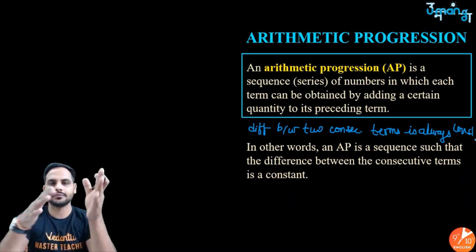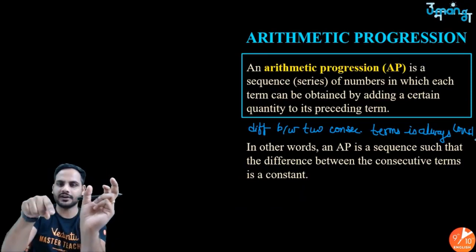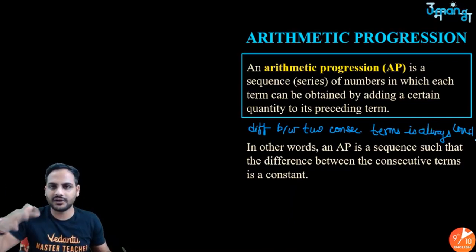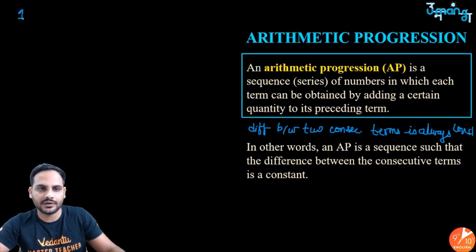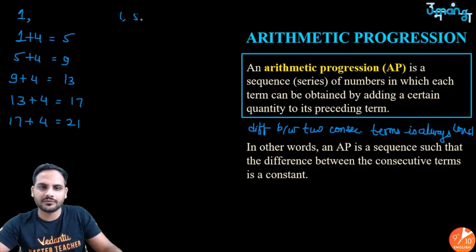Or take any term in this arithmetic progression: you add a certain quantity, you get the next term. Again add the certain quantity, you get the next term, and so on. For example, if I start with 1 and every step I add 4, then 1 plus 4 gives me 5, 5 plus 4 gives me 9, 9 plus 4 gives me 13, 13 plus 4 gives me 17, 17 plus 4 gives me 21, and so on. So you can clearly see 1, 5, 9, 13, 17 and 21.